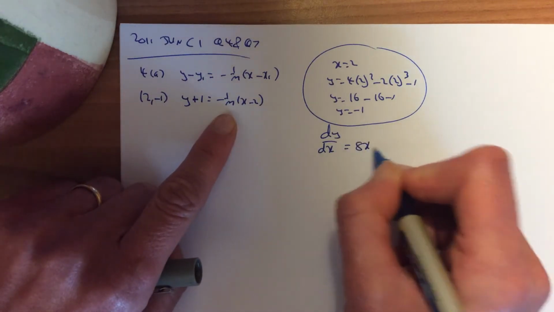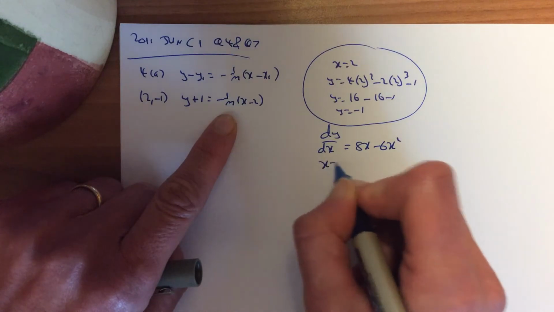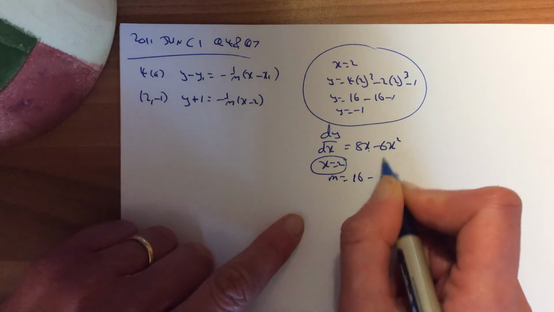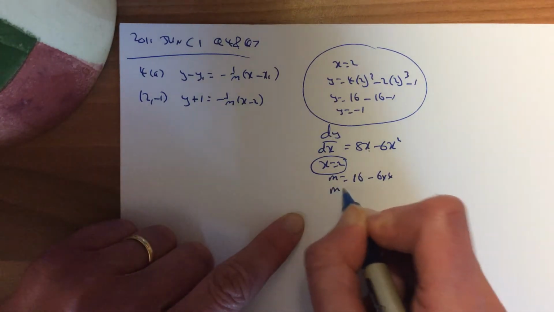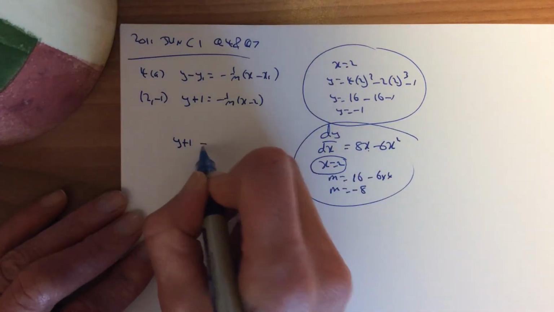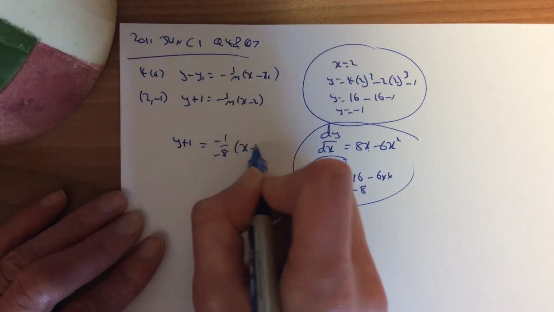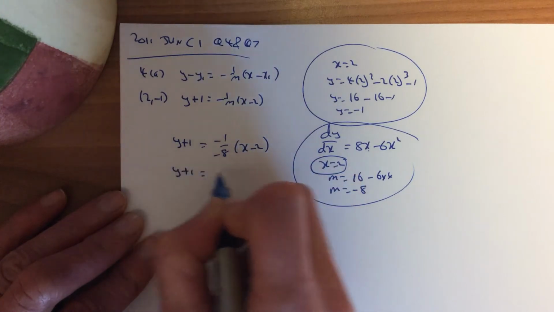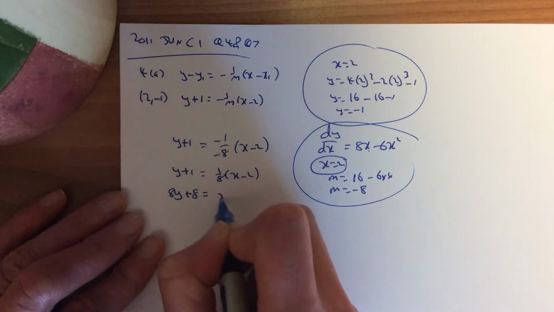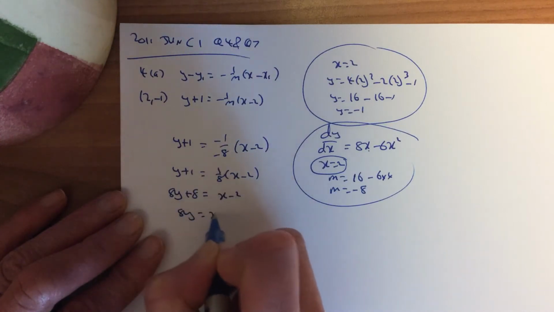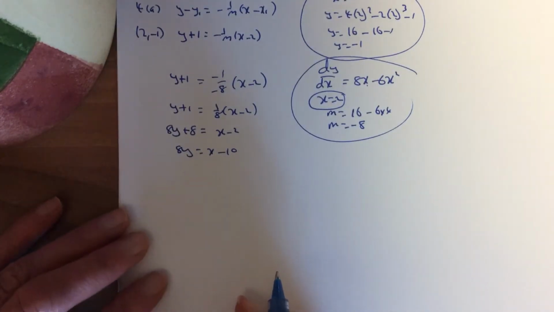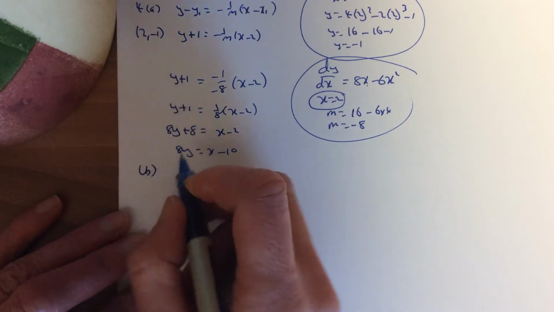So dy by dx is 8x minus 6x squared. So x is 2. M is 8 times 2 minus 6 times 4. So m is minus 8. So y add 1 equals minus 1 over minus 8, x take away 2. 2 minuses give you a positive. Bring your 8 across and multiply everything by 8. And I would just bring that other 8 over there, so it's a minus 8, just to keep it nice and tidy.